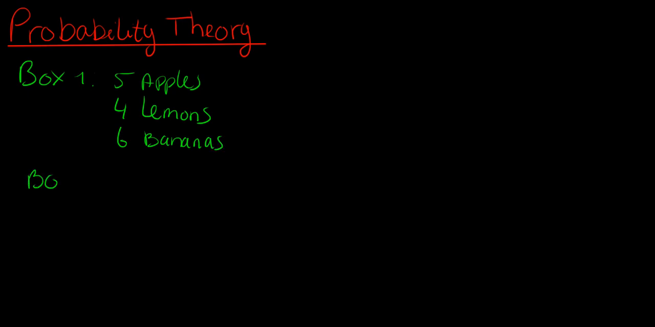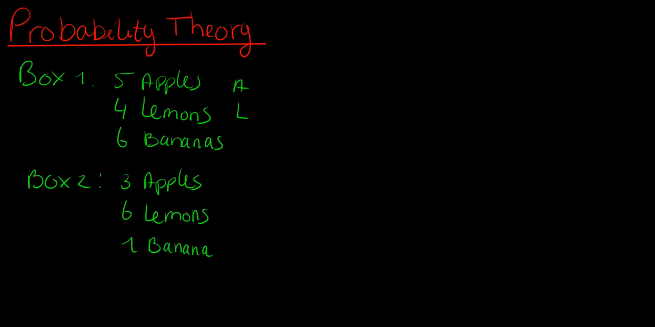Our second box contains 3 apples, 6 lemons, and 1 banana. These fruits I will be abbreviating with A, L, and B to make it easier. Now, given these two boxes, we can ask ourselves some questions.